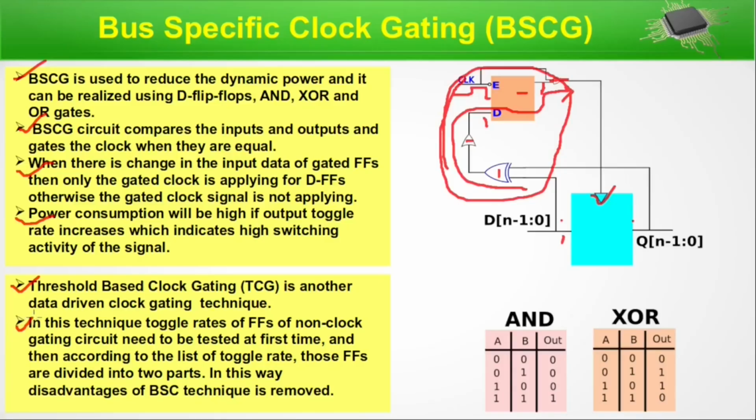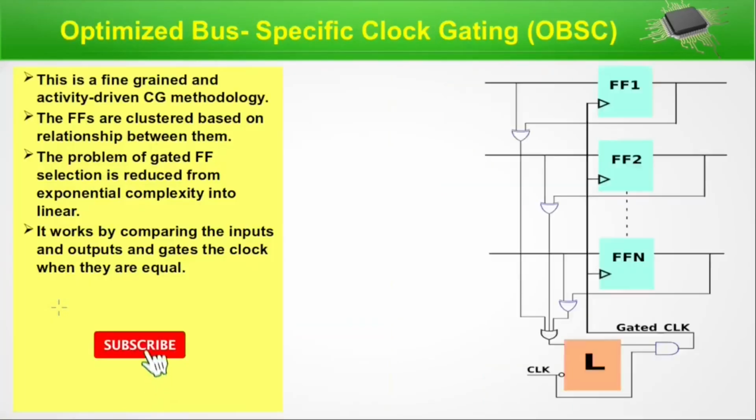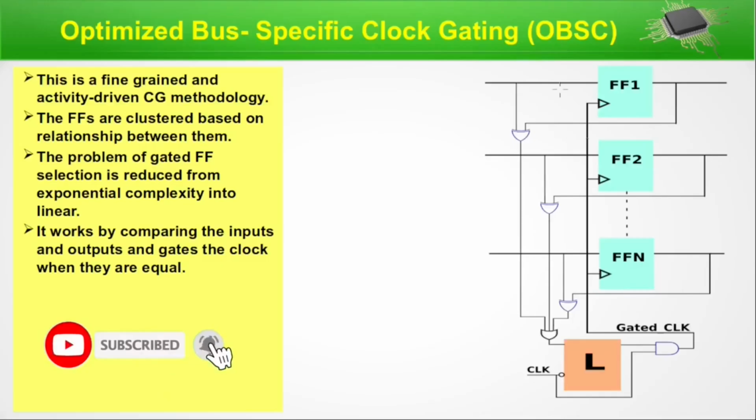They are grouped and then clock gated. This is the bus-specific clock gating. Now we will move to the next slide. Now, optimized bus-specific clock gating. This is a fine-grained and activity-driven clock methodology. The flip-flops are clustered based on the relationship between them, and the problem of gated flip-flop selection is reduced from exponential complexity to linear. This configuration reduces the complexity.